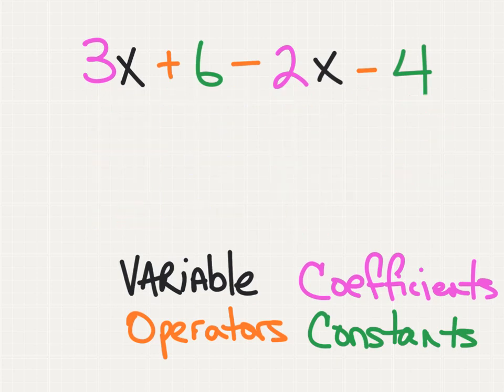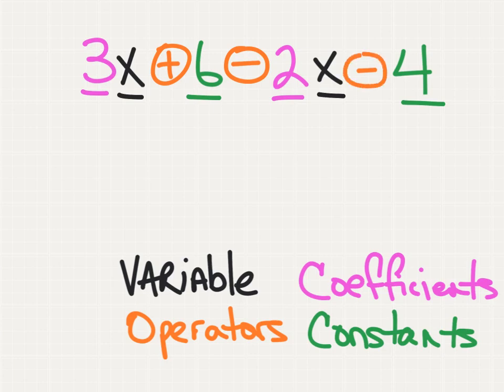Now, I have the same algebraic expression. I removed the models for a moment because I want to make one more point. Yes, x is a variable, and the 3 and the 2 are coefficients, and the 6 and the 4 are constants. That's true. We also know that the operators, adding and subtracting, are inside of our expression as well. One more point I want to make. The things I've underlined in blue are also known as terms.